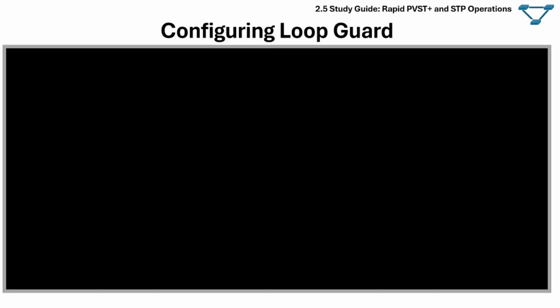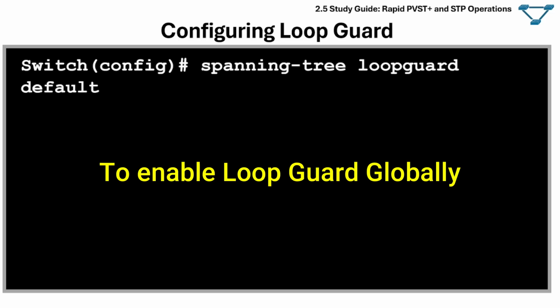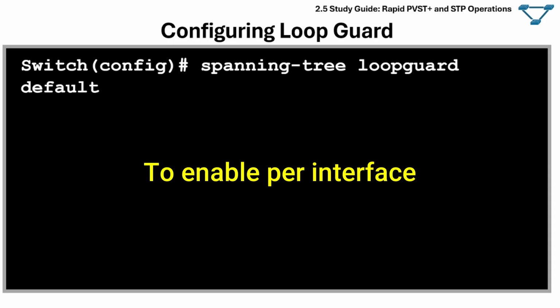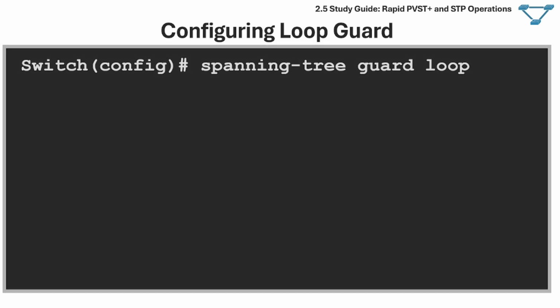Let's configure LoopGuard. We can configure LoopGuard globally or per interface. To enable globally, use the spanning-tree loopguard default command. To enable per interface, use the spanning-tree guard loop command on a specific interface.